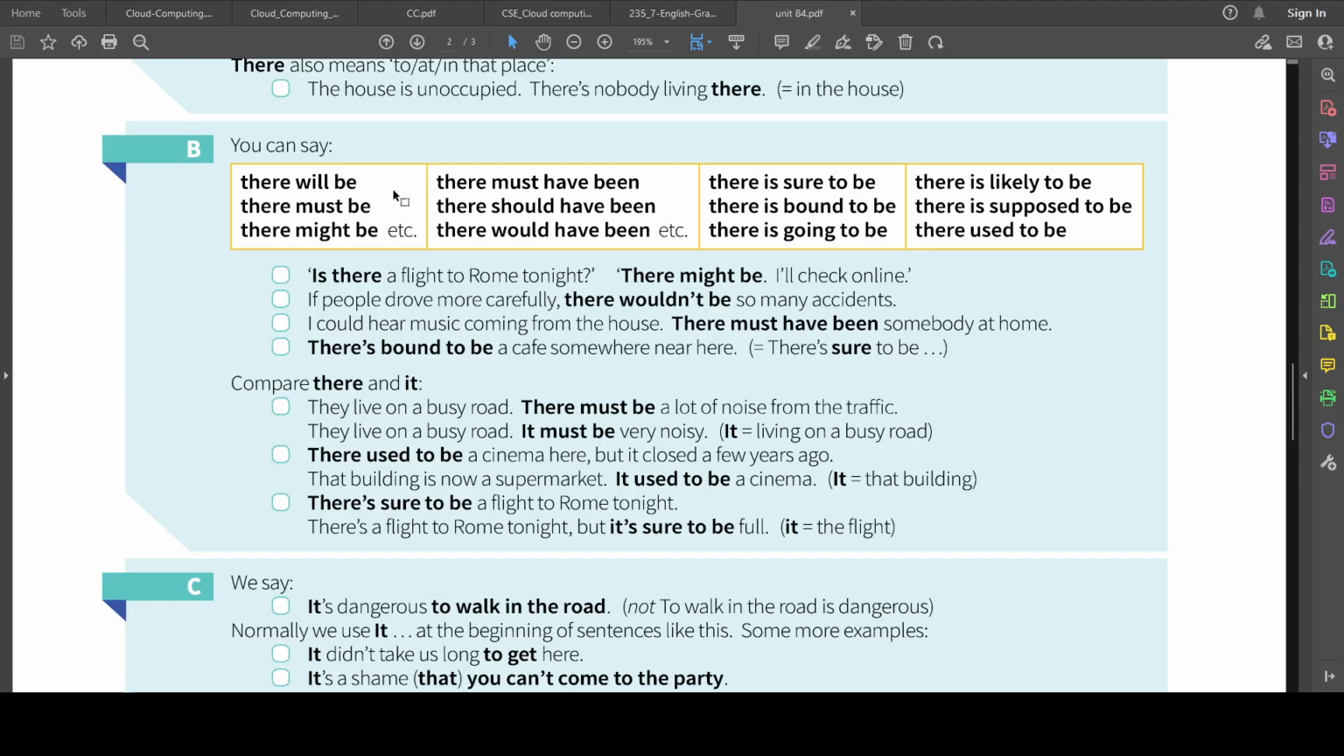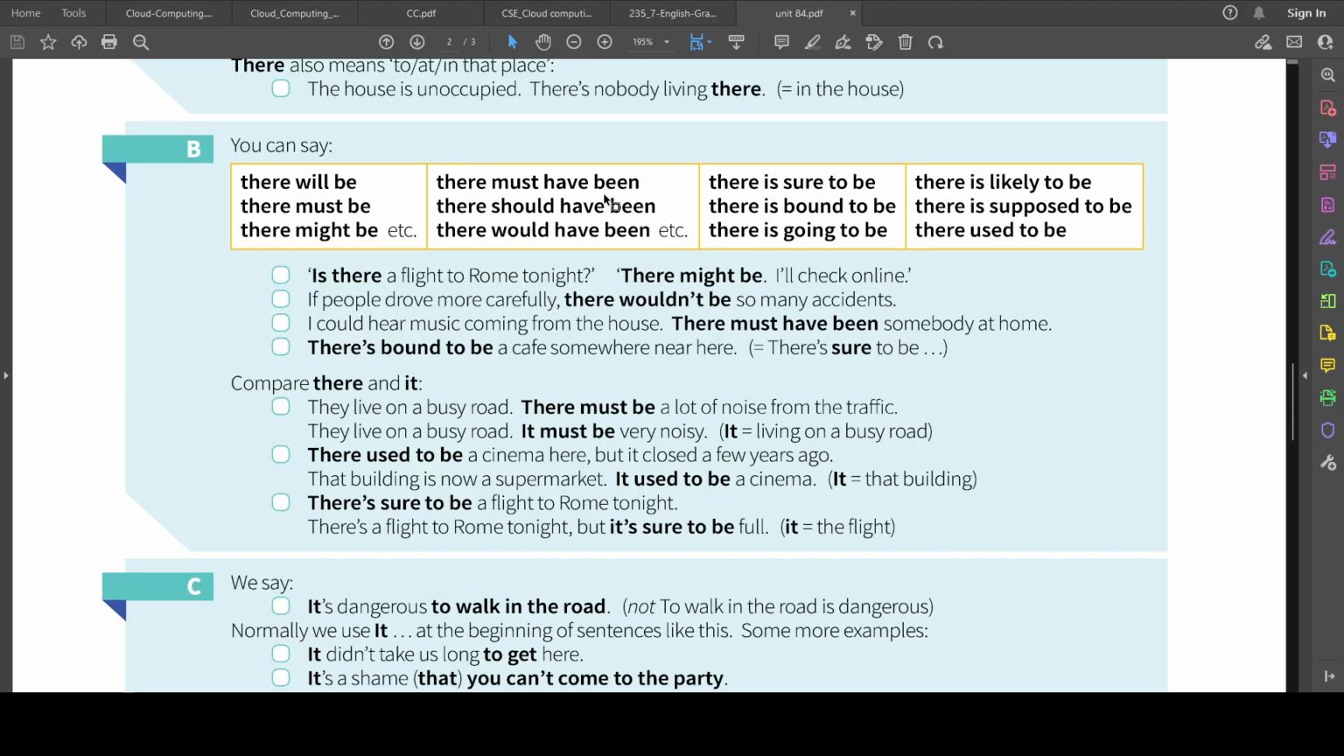Check it out. There will be. We're talking about something that will exist in the future. There must be. So we're talking about something that must exist, about obligation. The next one, there might be. We're talking about probability, that something probably exists.